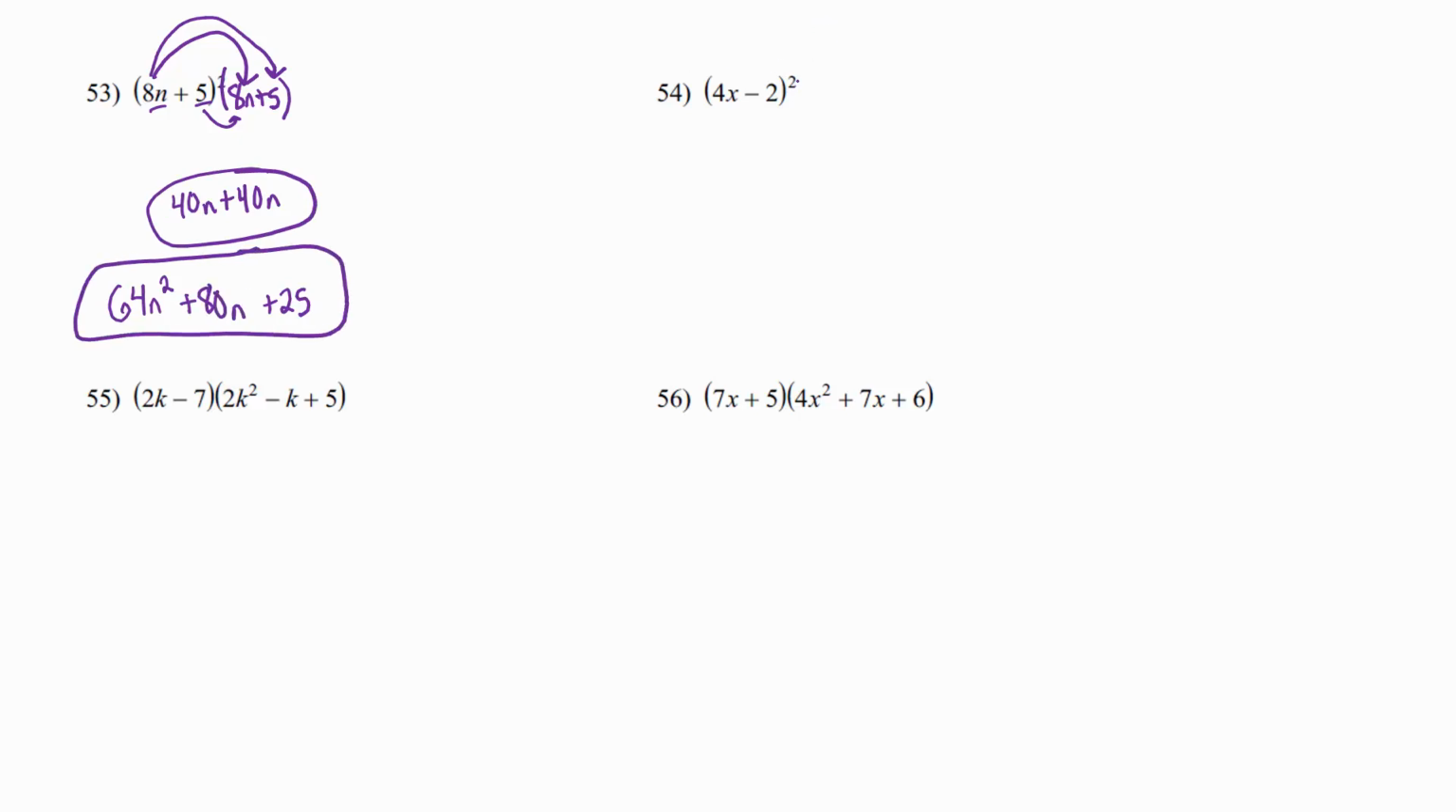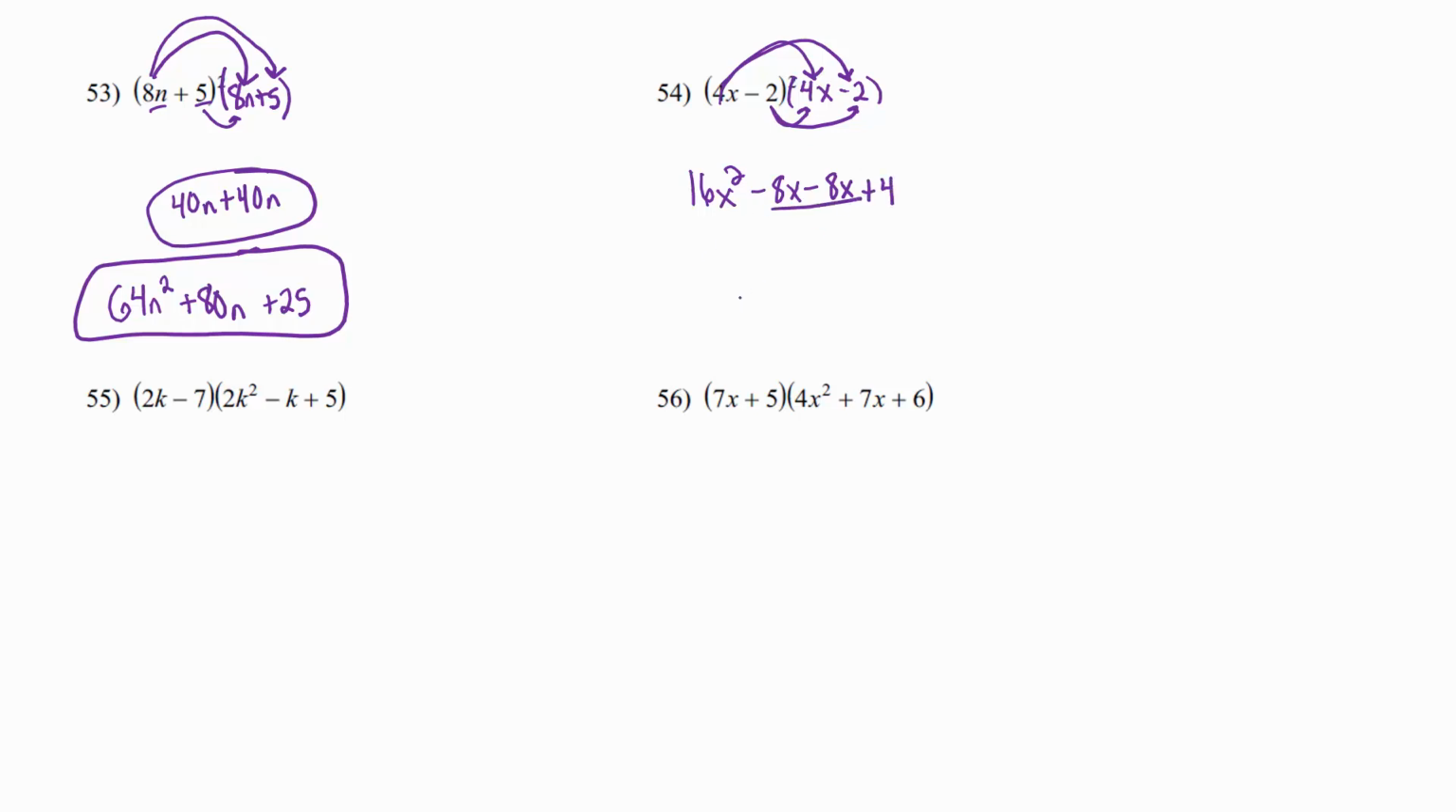Same thing on 54. So 4x times 4x is 16x squared. 4x times -2 is -8x. And then we're also going to do that with the -2. -2 times 4x is -8x. And -2 times -2 is +4.